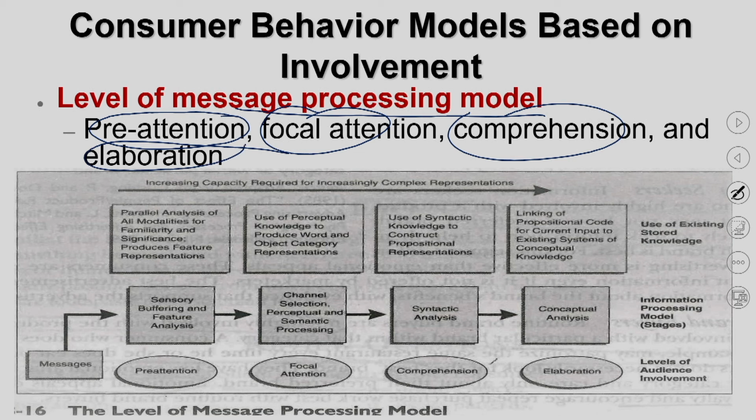So, if a message comes in and you are very less involved, at the pre-attention stage the message will be processed and not processed further. So, sensory buffering and feature analysis, you will just do some feature analysis. If you are more involved, then channel selection, perceptual and semantic processing is done, focal attention is there, and so you process some kind of semantic information about that message. If you are less involved, just process the message, that is it, in terms of features. But if you are more involved, you will have semantic processing.